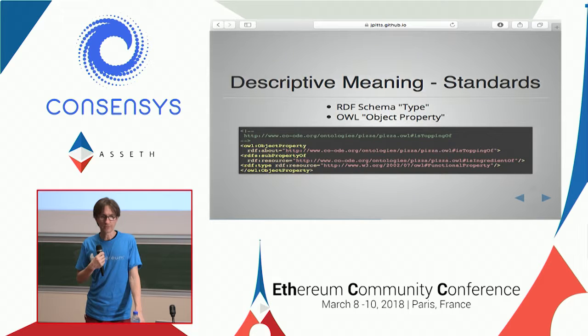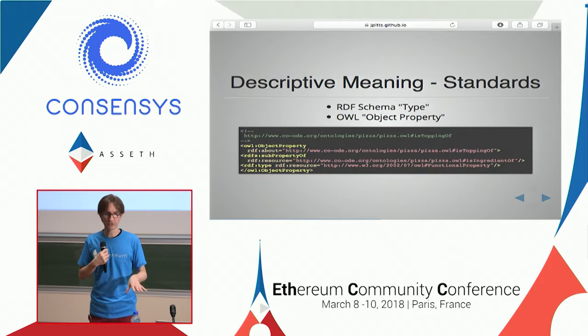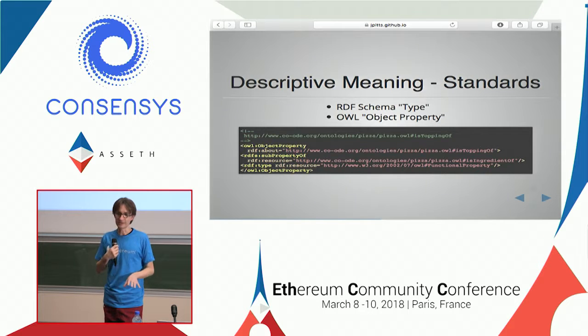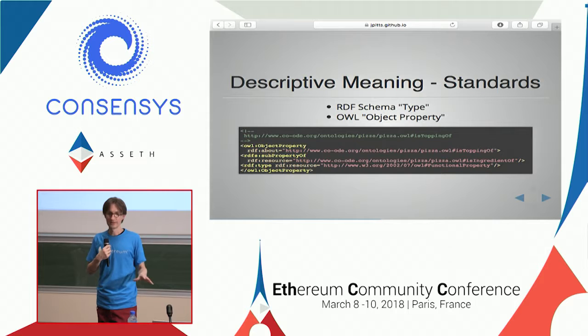Here is a chunk of XML that would talk about descriptive meaning. There's actually a schema describing the notion of type. There's schemas for everything in the semantic web. Everything you can imagine, there's probably even one for nothingness.